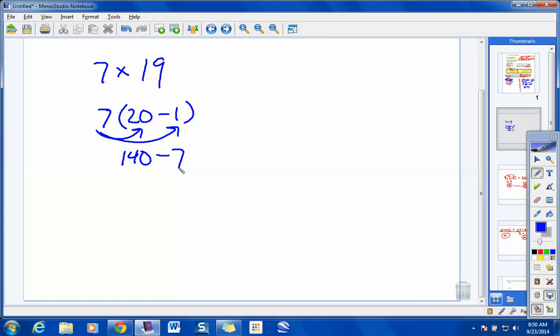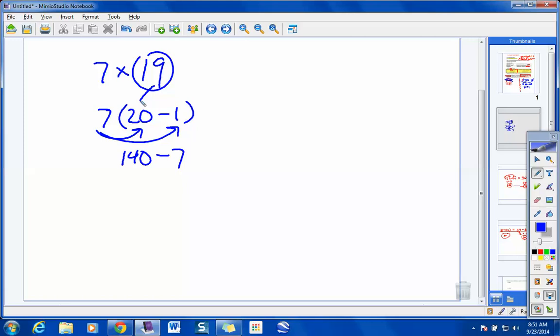I don't get how you get the 20 minus the 1. Isn't 19 pretty close to 20? To rewrite this problem exactly the same way, I have to call this 20 minus 1, which is really my what value here? Really 19, okay? I can do 7 times 20 and 7 times 1 in my head easily, and then subtract, but doing 7 times 19 in my head might be more difficult.